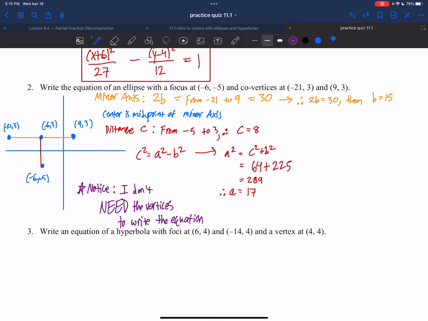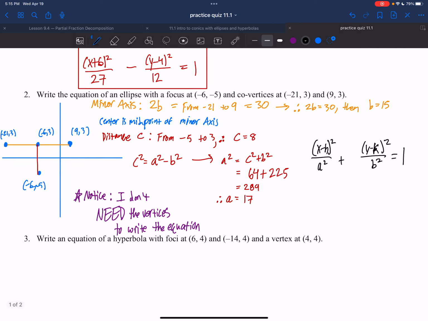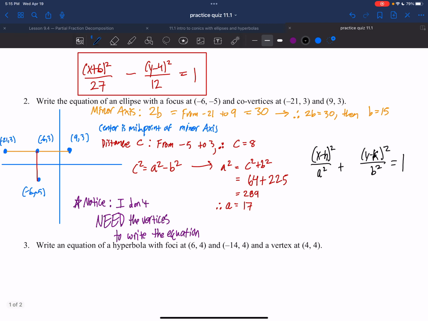So my final answer is x minus h squared over a squared plus y minus k squared over b squared equals 1. Except, wait, is it this one? We must ask ourselves, well, which way is the major axis?